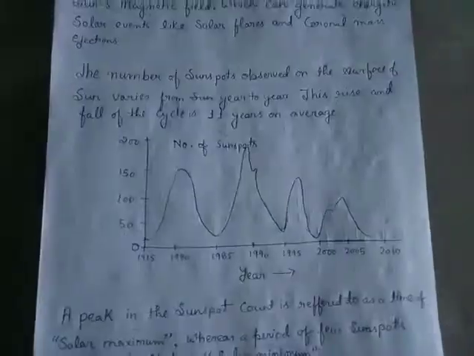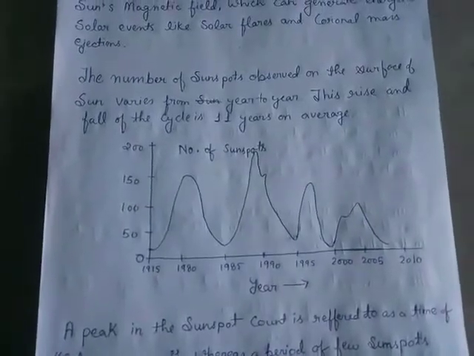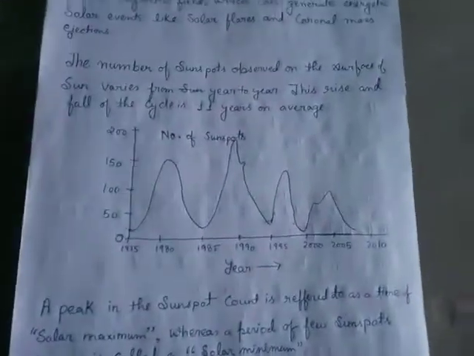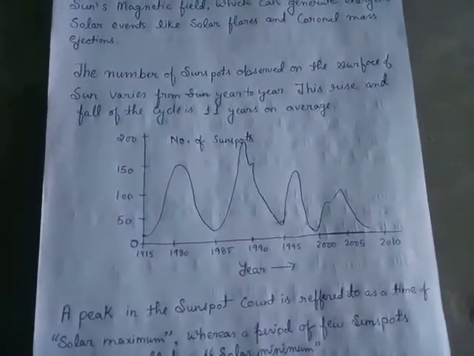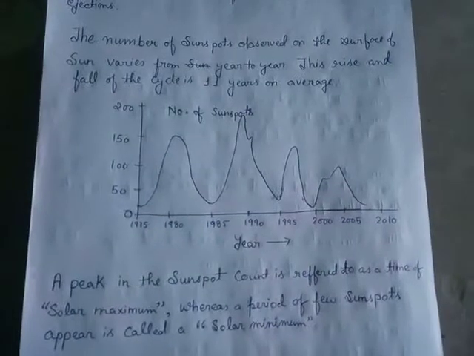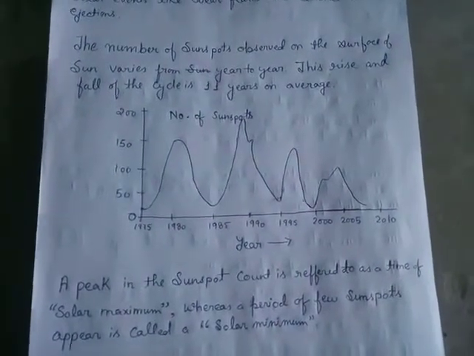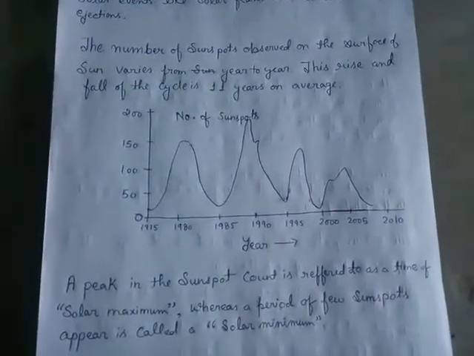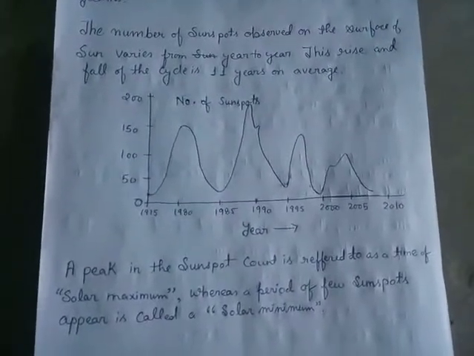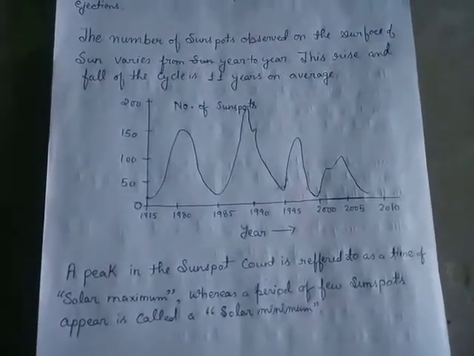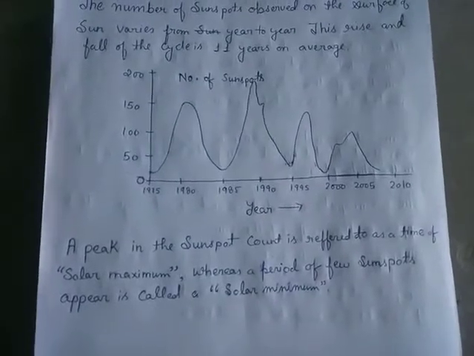Here you can see there is a graph between the number of sunspots and year. So you can see there is a lot of variation in the number of sunspots. A peak in the sunspot is referred to as a time of solar maximum. Where there is a maximum number of sunspots, that time is referred to as solar maximum, and where there is a minimum of sunspots, that time is known as solar minimum.